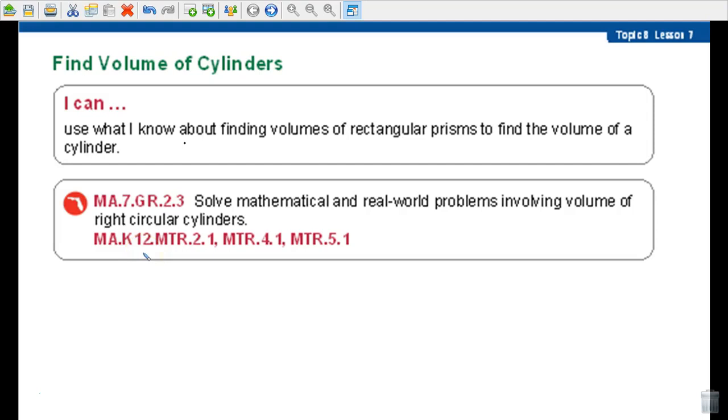The standard is MA.7.GR.2.3. Solve mathematical and real-world problems involving volume of right circular cylinders. All right, let's get started.